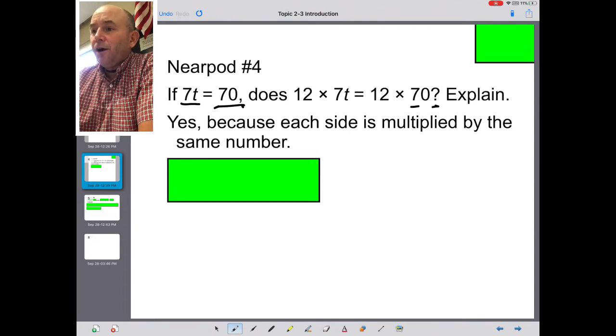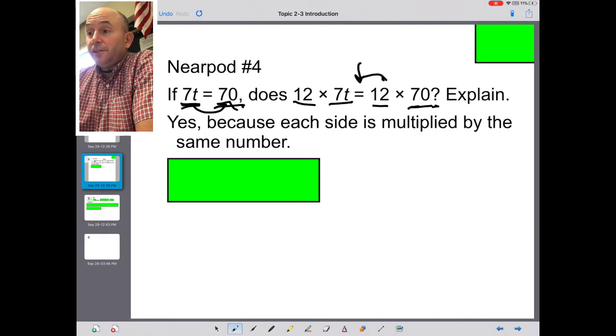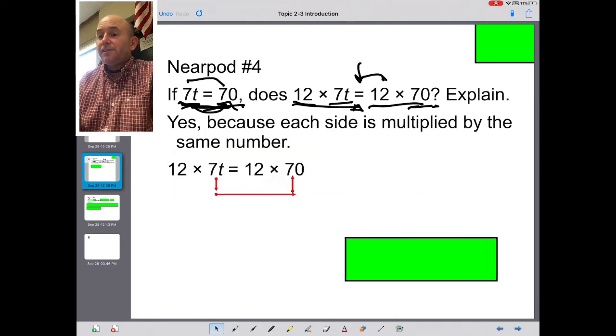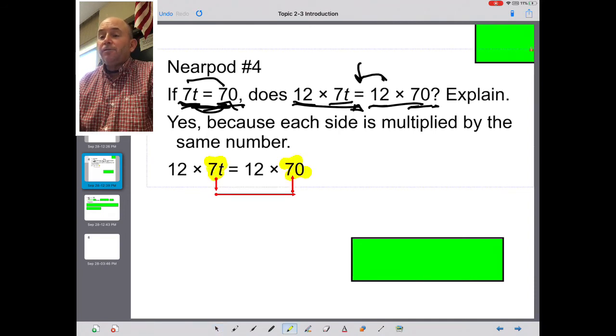So then we say, well, if we have 12 and we multiply it by 7t, we're actually multiplying it by 70. So on the other side of the equal sign, we see that we have 12 times 70. And so, in other words, this is a balanced equation. We don't have to know what the value of t is, but we do know that 7t and 70 are equal. You're doing the same thing on both sides. You're multiplying, okay? Alrighty, let's take a look at another one.